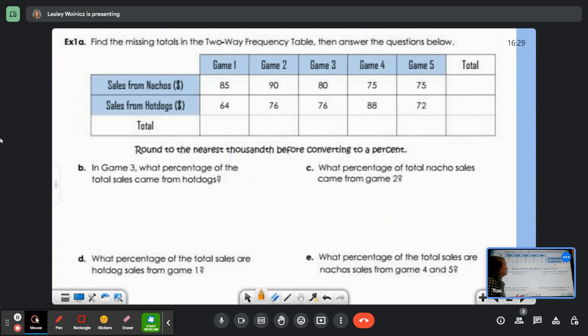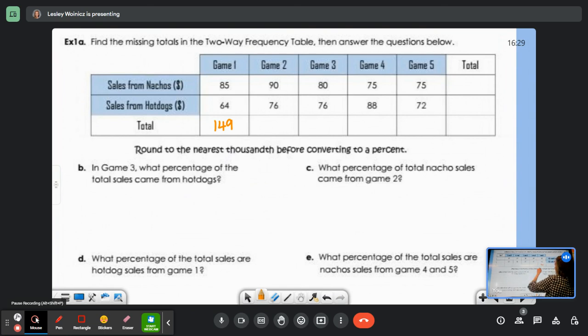So if we have $85 in sales from nachos and $64 in sales from hot dogs in game one, what are the total sales for game one? I just have to add 85 and 64, and I get 149.